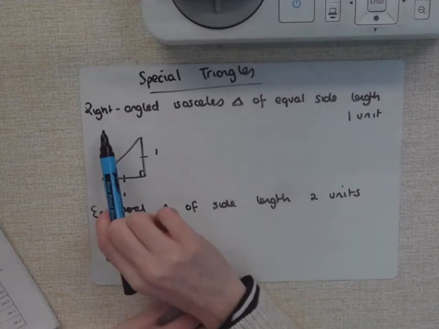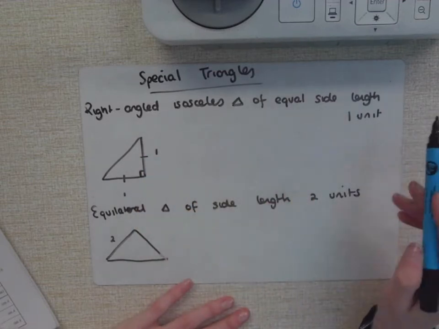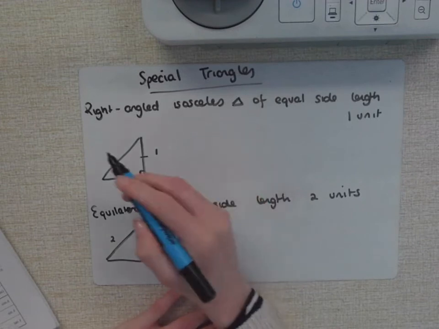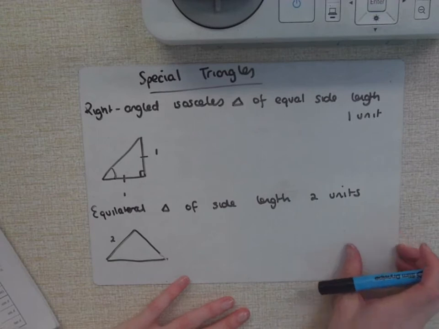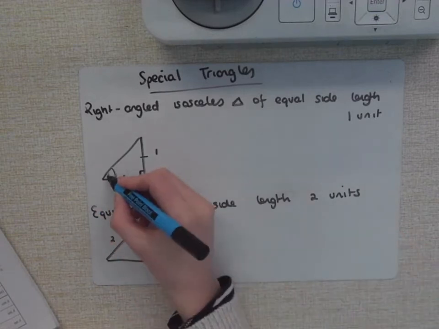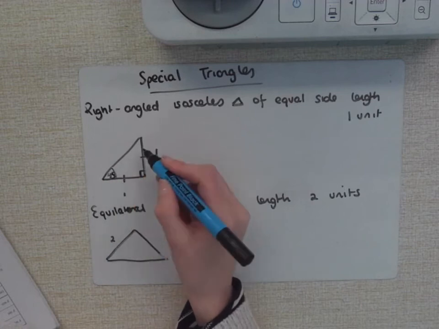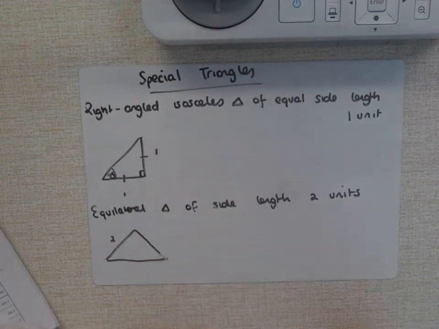So the first one is a right-angled isosceles triangle of equal side length 1 unit. So that means these two are your equal sides and they're 1 unit. If it's right-angled, what's that angle in there? 45, okay? Because that's 90, the other two are divided by 2. So that's 45, and that one up there would also be 45. So it might be asking you to write down sine of 45 without using your calculator.